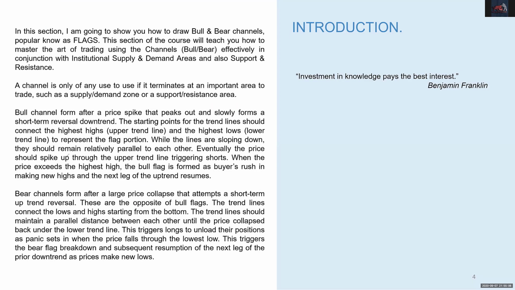Right. So a bull channel forms after a price spike that peaks out and slowly forms a short-term reversal downtrend. So meaning basically market will be in a bullish momentum. Price will be moving to the upside. The starting points for the trend line should connect the highest highs, which is your upper trend line, and the lowest lows, which is your lower trend line. So basically something like this. So market will be moving high, is it? Like this. Then you have a period where market trades something like this, right?